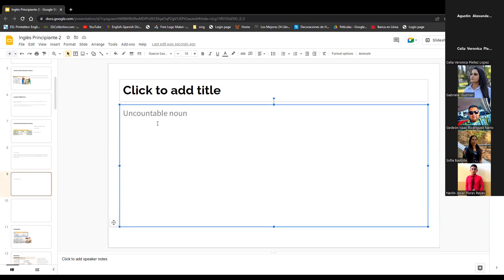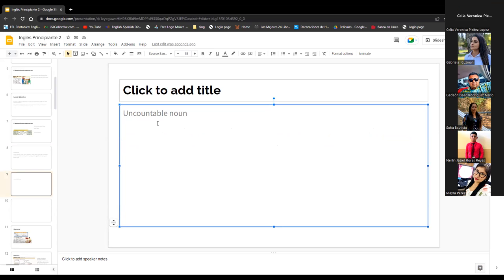Water. Soy. Oil. What else? Rice. Sugar. Beans. Milk, very good. Coffee. Cheese. Queso, no sé cómo es cheese.